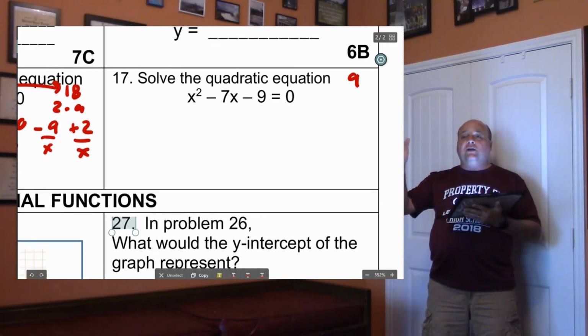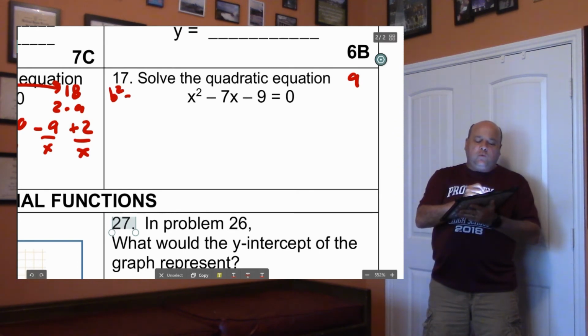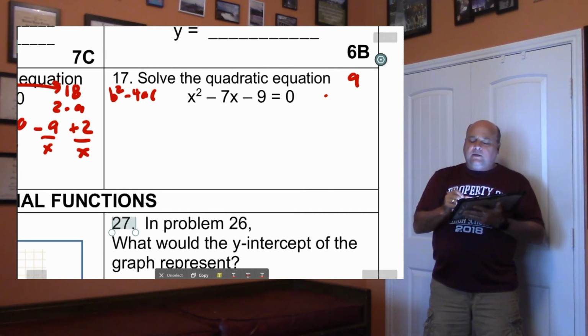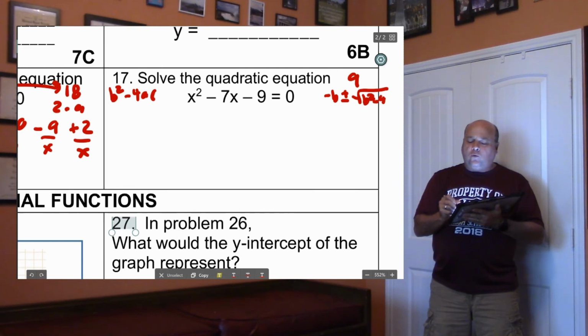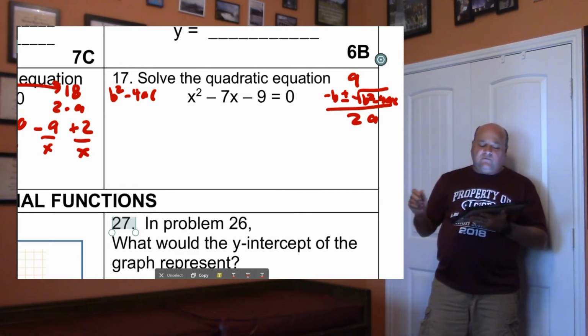So I'm going to do this with the quadratic formula, okay? So remember, we need to do b squared minus 4ac. And also remember, this is on your formula chart. The quadratic formula is -b plus or minus the square root of b squared minus 4ac all over 2a. So that's what we're about to do. We're going to do b squared minus 4ac first, though.